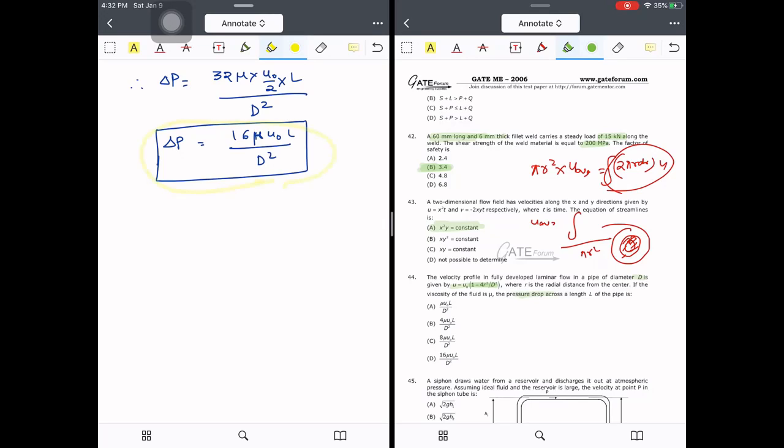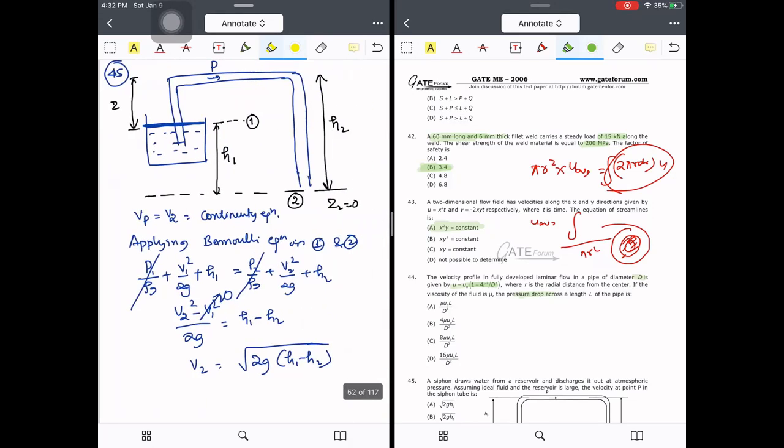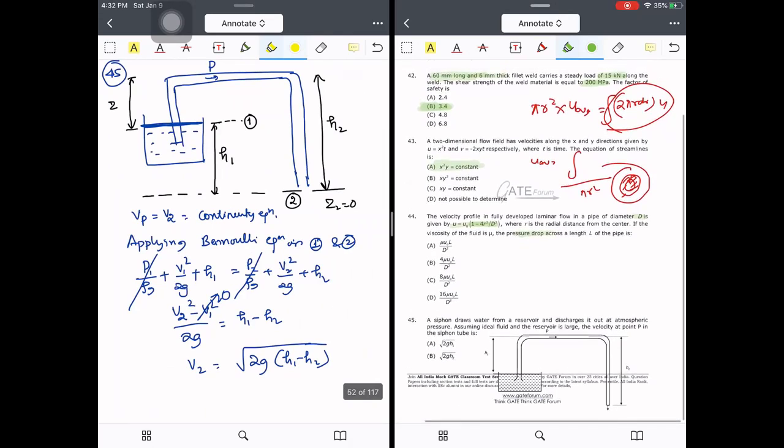Once I get the value of u by 2, I put it here. And what I need is the pressure drop, right? I will put the formula, put the value of U average, and we will get this much. So this is the pressure drop that is taking place.